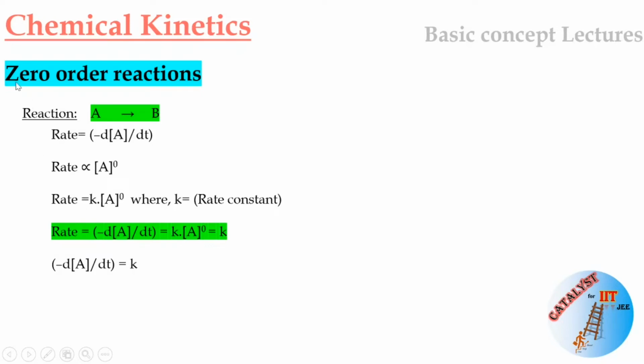And also, if this is a zero order reaction, what you have learned in our previous lecture, that the power of the concentration of the reactant should be 0. Correct? Yes. So what will be the rate? The rate will be equal to K, which is the rate constant, into the concentration of the reactant A to the power 0. Now you have two equations, rate equal to minus dA dt and also rate equal to K A to the power 0.